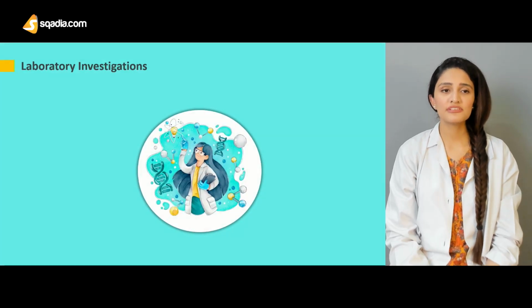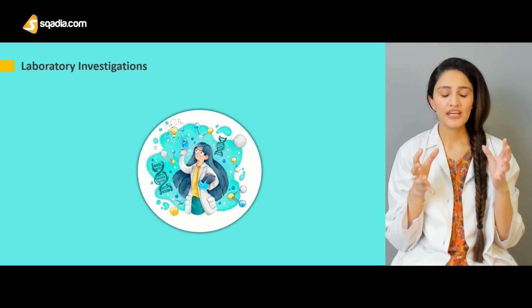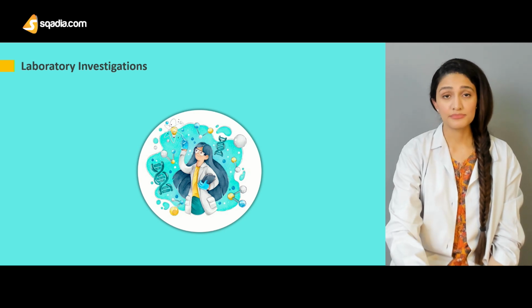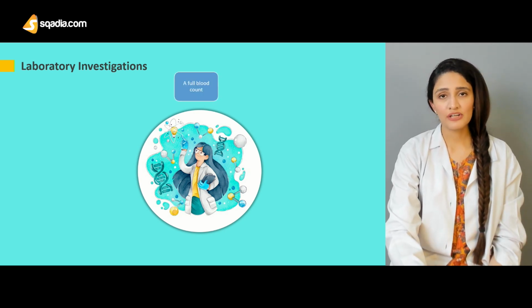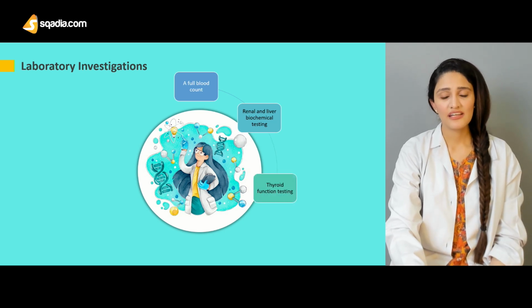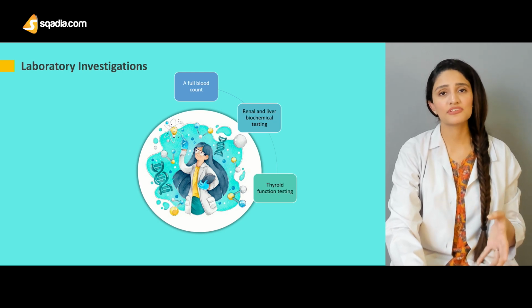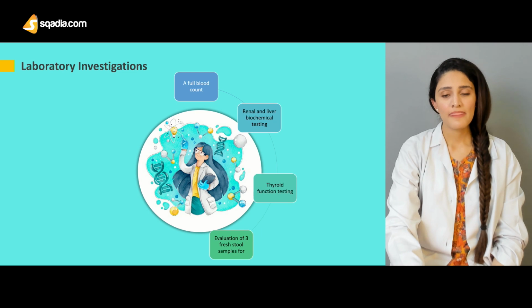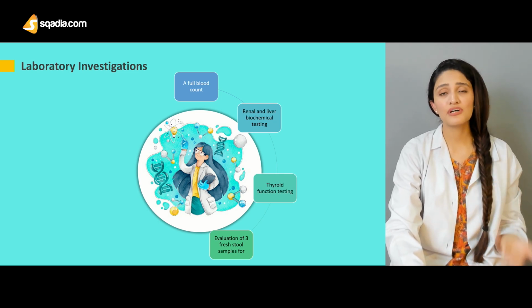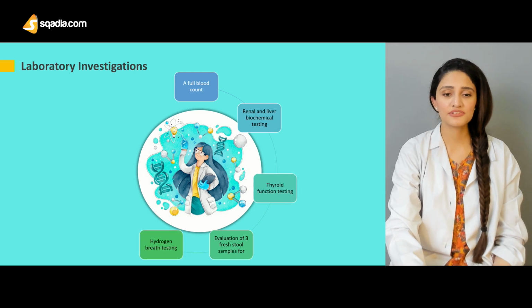So now if we come to the laboratory investigations, these are the most typical and traditional lab tests that we will be prescribing the patient. A full blood count, which is the CBC, renal and liver biochemical testing, RFTs, LFTs. It could also be thyroid function testing. Like I've mentioned before, symptoms of constipation or diarrhea could confuse us a bit. Evaluation of 3 fresh stool samples is very necessary to see if the patient has any worms or any blood within the stool.